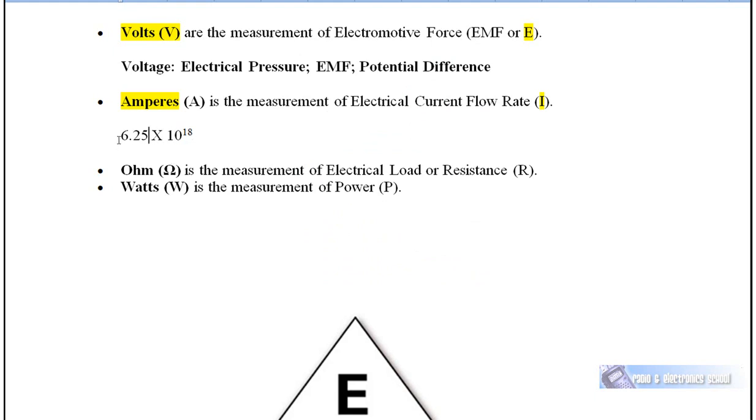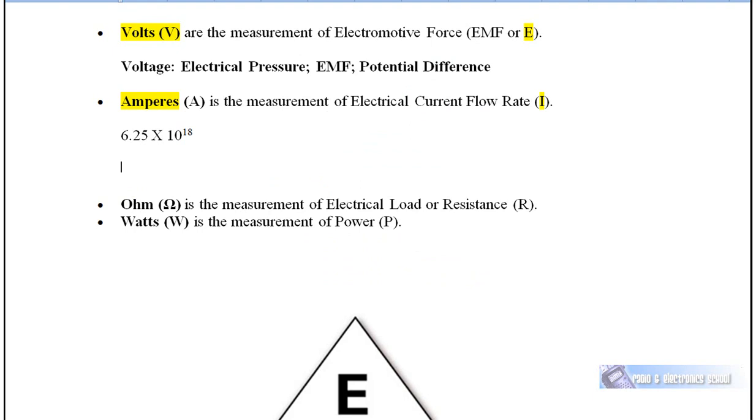So if you really wanted to know how many electrons per second is 1 ampere, you'd type 6.25 and the 10 to the 18. The 10 to the 18 means you have to move the decimal place 18 places to the right. So there's the decimal place. Let's move it 1 place to the right, 2 places to the right, 3, 4, 5, 6, 7, 8, 9, 10, 11, 12, 13, 14, 15, 16, 17, 18. And we'll take the decimal point out now.